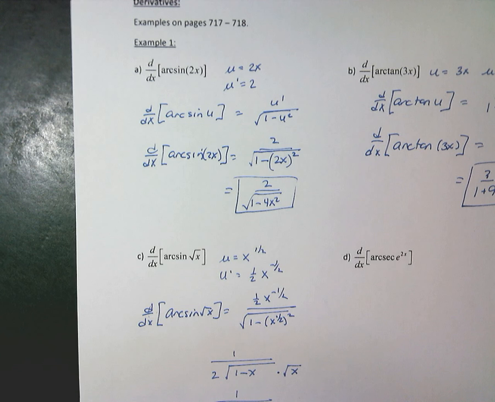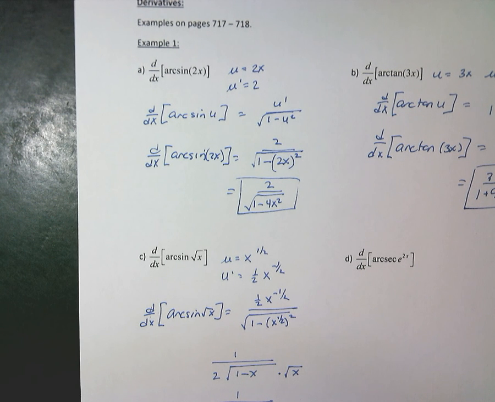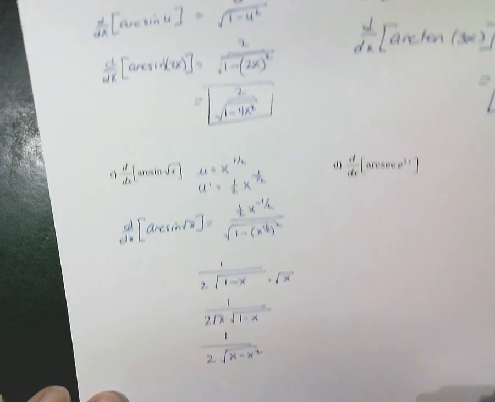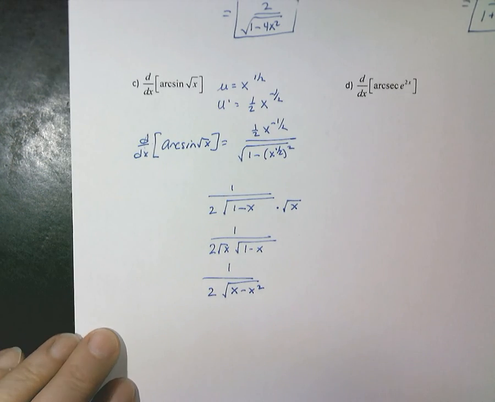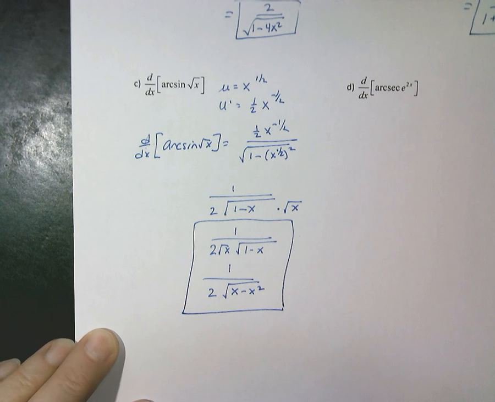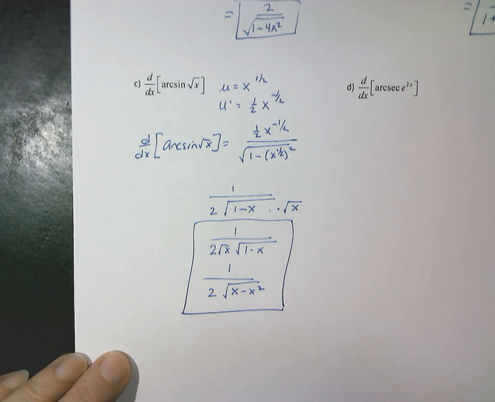You might see it written like this: 2 square root of x, square root of 1 minus x. Some people will multiply the square root of x in there, so I get 1 over 2 square root of x minus x squared. Every one of those forms is acceptable. These would probably be the two more common that you'd see on a multiple choice test, but there's nothing wrong with this one here.